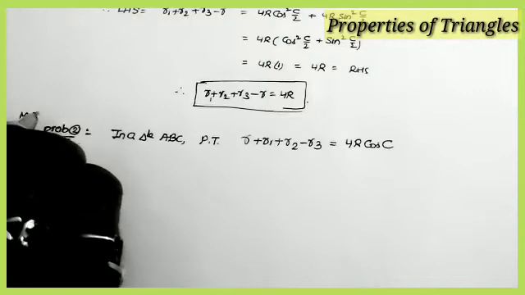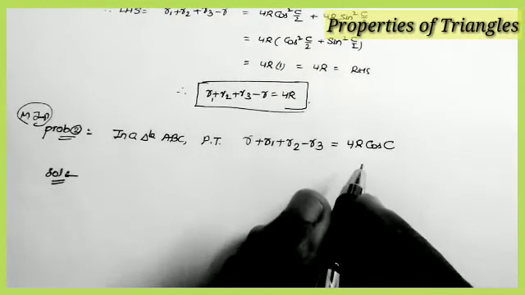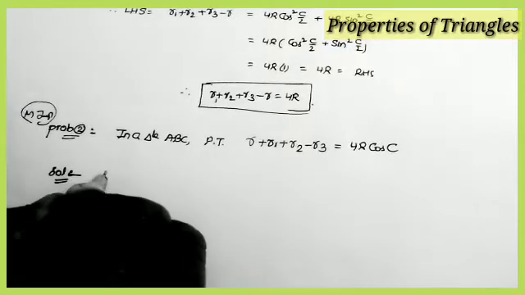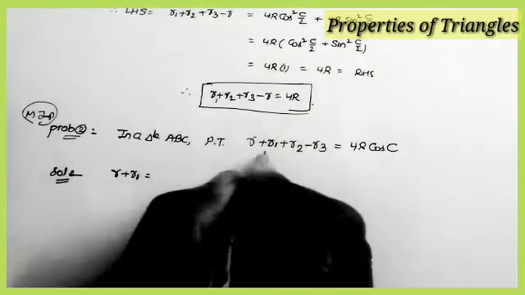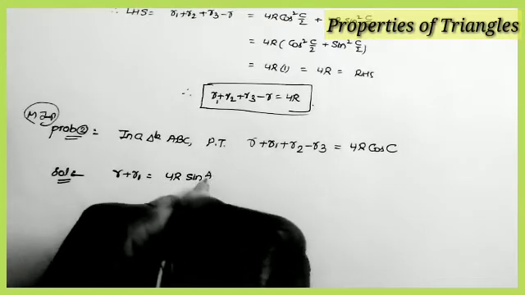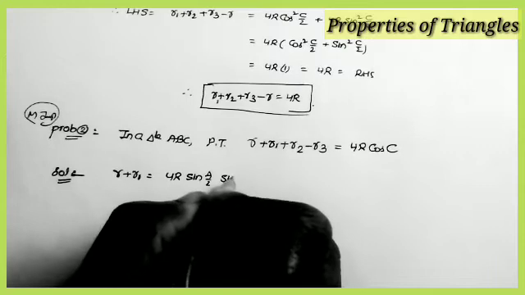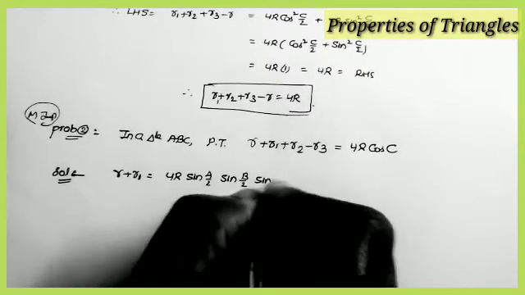In a triangle ABC, prove that R plus R1 plus R2 minus R3 is equal to 4R cos C. So, same procedure as the last question. First I am taking only the first two values and replacing the formulas. Okay, so what are the first two terms? R plus R1. Now replacing the values.